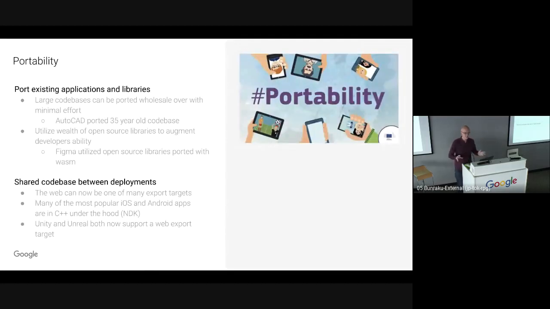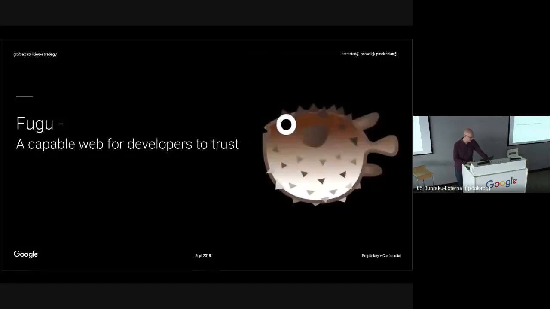And the other component of WebAssembly that is extremely important is the portability aspect. The fact that I can now take a code base and bring it to the web without actually having to rewrite it. The example that I like the most of this was AutoCAD, which took their 35-year-old code base, a code base that literally predates the creation of the web itself. And now that's just running in a tab. And they took like 2 to 3 engineers for like half a year to do it. And that's pretty incredible.